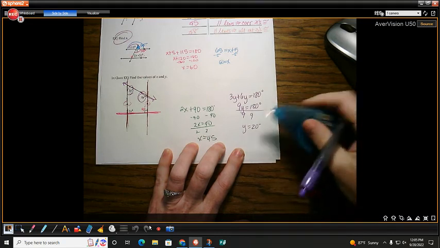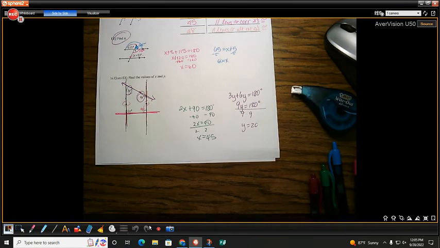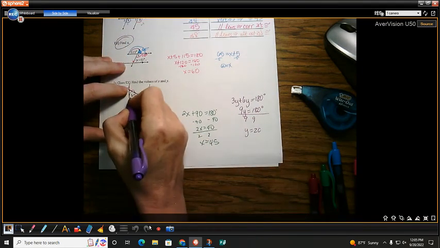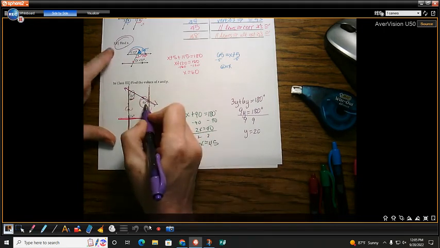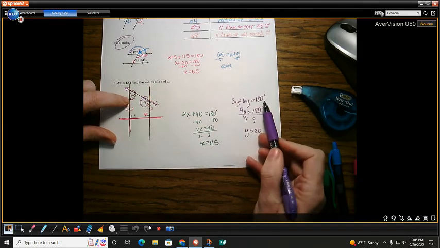So now that y equals 20, should you just accept that or should we check it? Hey guys, it should only take you 5 seconds to check. If y equals 20, how much is 3y? 60. If y equals 20, how much is 6y? 120. Does 120 and 60 add up to the 180? Yes.